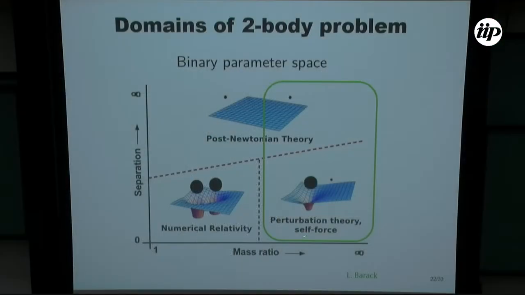So in the rest of the slides, I'm talking about how we can approach modeling this binary analytically using this theory, and what is the language we use to describe such a system.